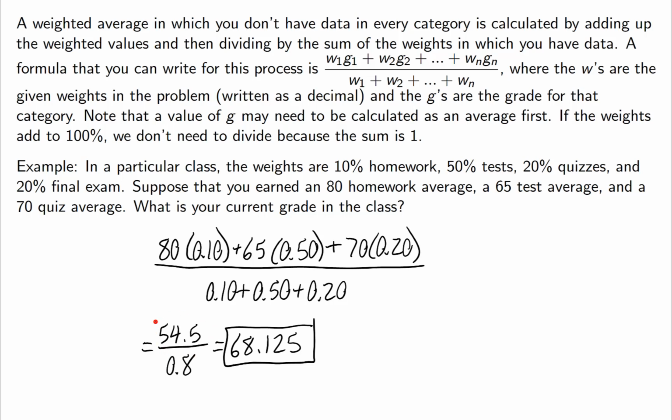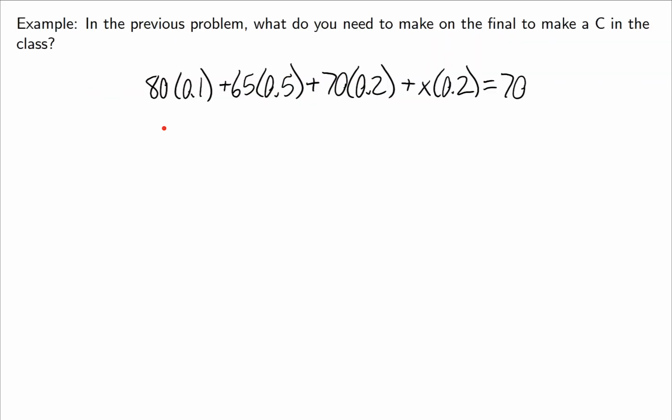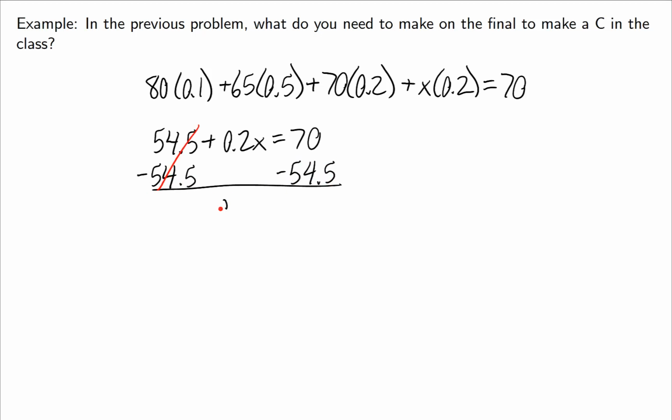This number is 54.5. So I have 54.5 plus, let's write this as 0.2x, and that is equal to 70, for us to determine what grade is necessary to make a C in the class. Now let's just solve this equation. We will subtract 54.5 from both sides. That gives me 0.2x is equal to 15.5. Now, let's divide by 0.2 on both sides, and that gives me x is equal to 77.5.